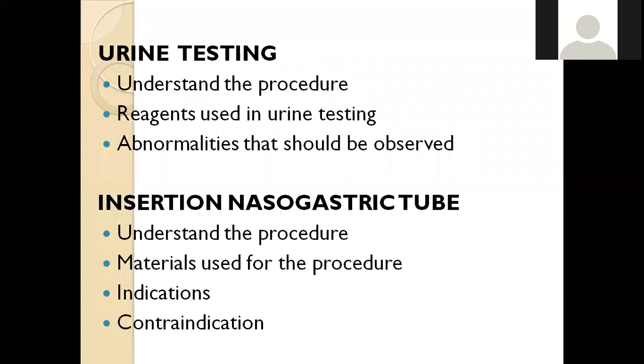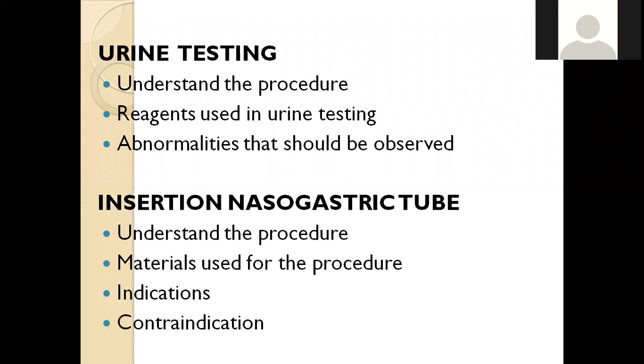Then abnormalities that should be observed too. You need to know the abnormalities that you observe in urine. And also, even before taking your urine sample, even before testing your urine, there are some things you need to know. The deposit, you check the deposit, you check for odor, you check for color. All these areas are so important in this forthcoming exam. So try as much as possible to master them.